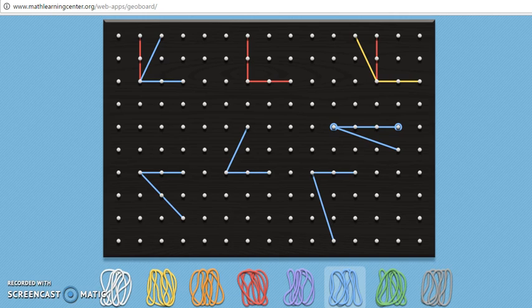And here we have a few more examples of acute angles. All of them have a smaller opening than a right angle. They all have a degree of less than 90 degrees.